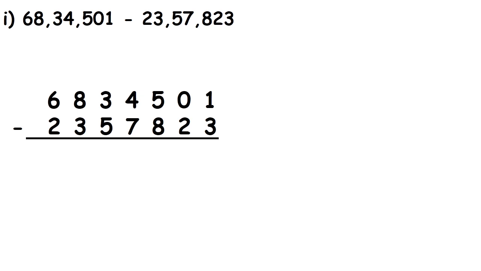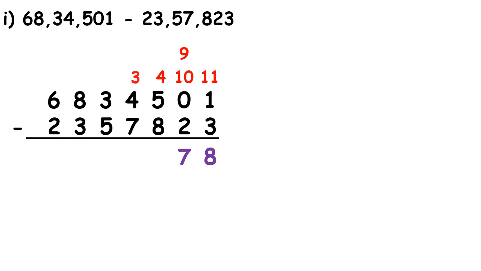The next digit is 0. Since we cannot borrow from 0, we will move to the next digit, that is 5. So 5 will become 4, 0 will become 10, and since now we can borrow from 10, 10 will become 9 and 1 will become 11. So 11 minus 3 is 8, 9 minus 2 will be 7.